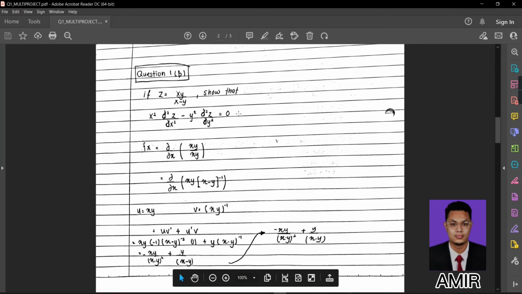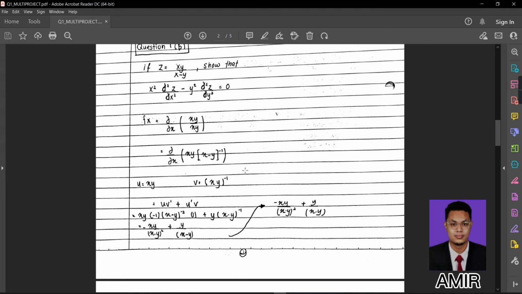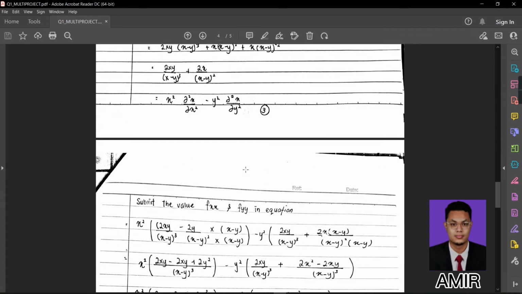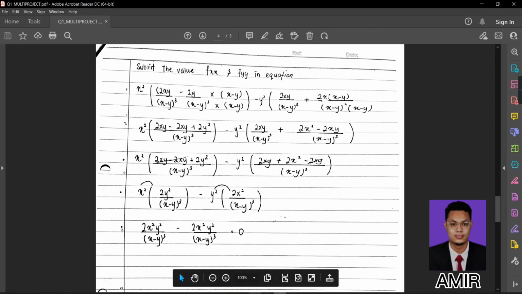So the other part is equation 1b. This is the solution. We use the solution, and the final answer we get is 0.